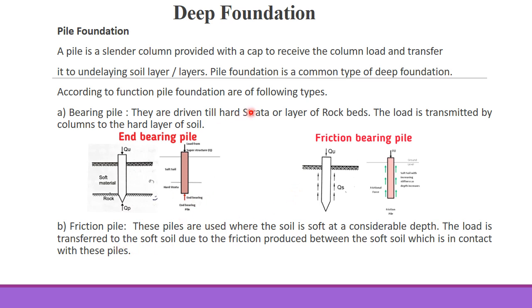Bearing piles are driven into a hard stratum or rock bed. The load is transferred by the column to the hard layer of the soil. So this is a bearing pile. This is a friction pile. Friction piles are used where the soil is soft to a considerable depth. The load is transmitted to the soft soil due to the friction produced between the soft soil and the surface of the pile. These are the two types of pile foundation.